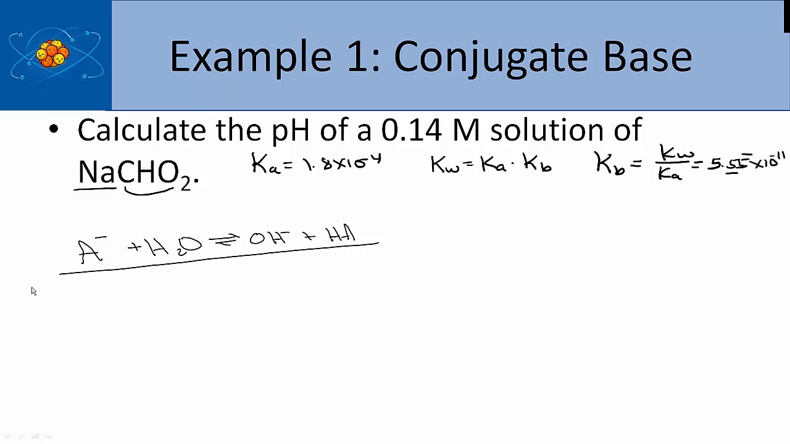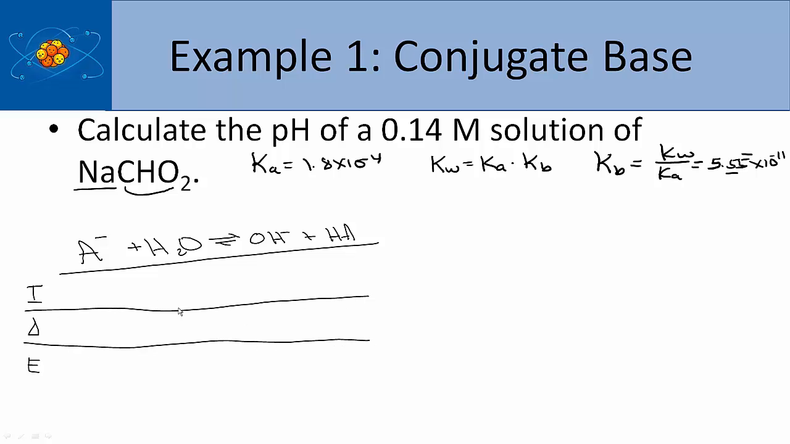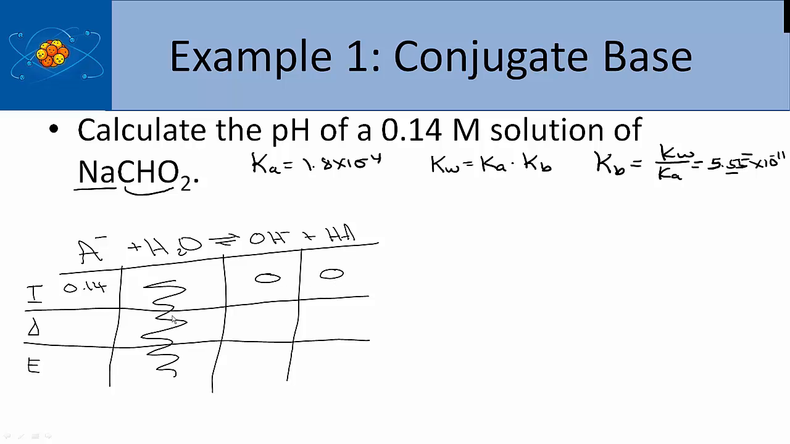And then I'll have initial, change, and equilibrium. And go ahead and draw my lines. Kind of messy, but I think you get the idea. And then for A minus, I'll start off with 0.14 molar. Water, pure liquid, we'll leave that out. OH and HA, we'll just assume those are 0 to start with.